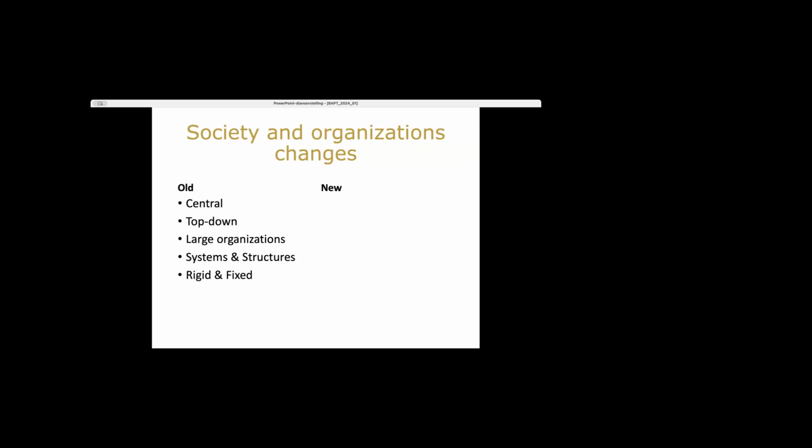And in the old world, society and organizations were all central, were top-down organized, were big, large organizations, were with all kinds of systems and structures, and much of them were rigid and fixed. But in the new world, we see lots more things are decentralized. Much is going bottom up, all with small networks, where people and initiatives are more placed central within the world, and it all gets fluid and flexible.